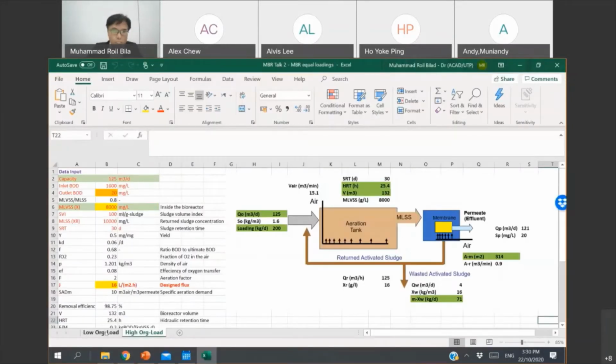So on one side, I have a low organic loading.